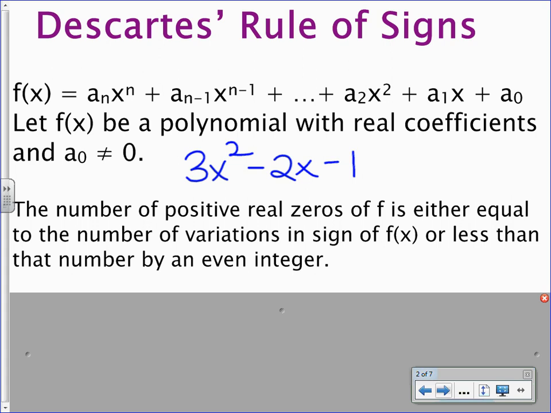Now, it says that it is equal to that number or an even integer less. So basically that's saying if there are 5 changes in sign, you either have 5 positive zeros, 3 positive zeros, or 1 positive zero. You're going to count down by 2 until you can't count anymore. If there are 4 sign changes, then you're either going to have 4 positive real zeros or 2 or 0. Why would we count down by 2s?